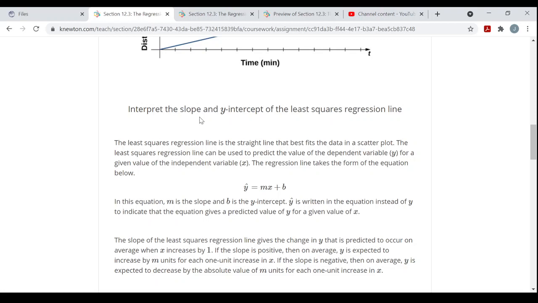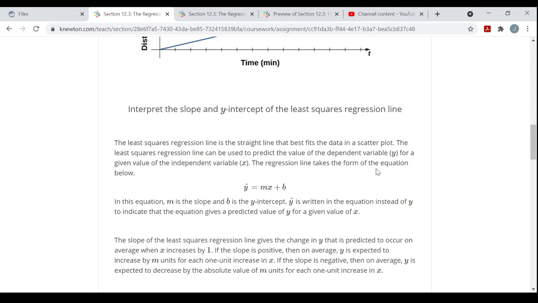So here we're interpreting the slope and y-intercept of that best fit line for a scatter plot of data, the least squares regression line. Remember, the least squares regression line is the straight line that best fits the data in a scatter plot. It can be used to predict the value of the dependent variable y for a given value of the independent variable x.